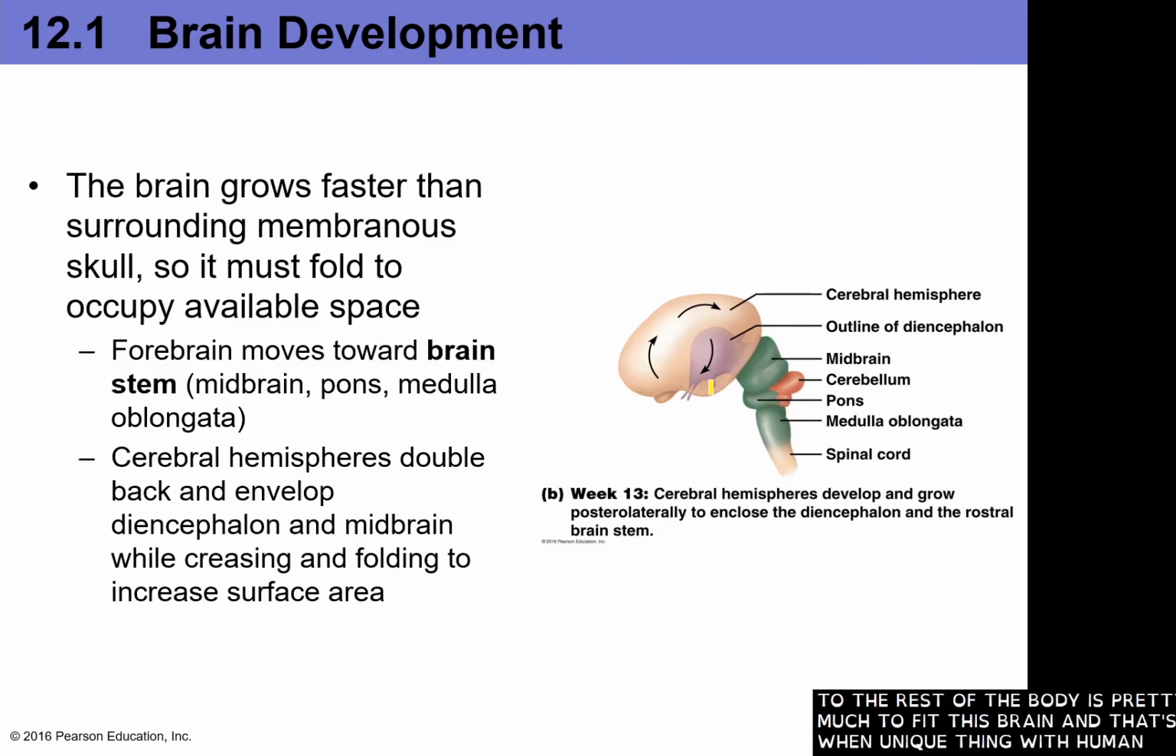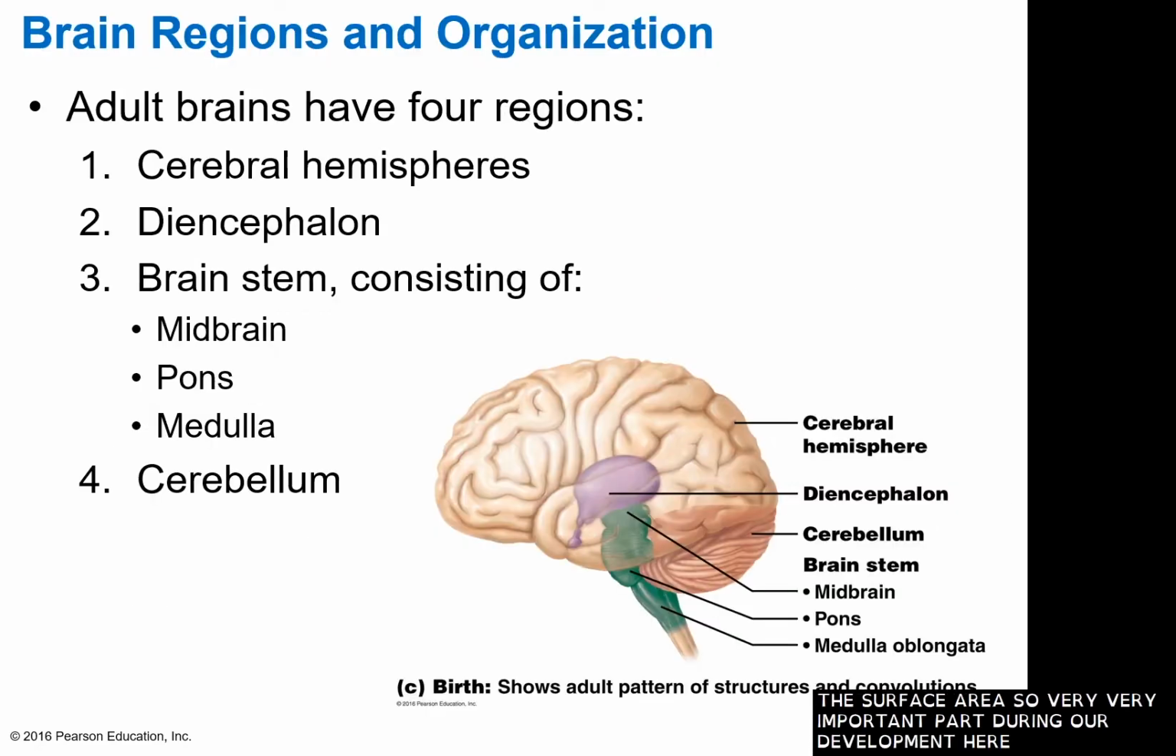So here it's talking about how the forebrain moves up and around and wraps the diencephalon. It goes all the way back to the midbrain here. So it doubles back and envelops the diencephalon and midbrain while creasing and folding to increase the surface area. So a very, very important part during our development here. So now we can start getting into the adult brain.